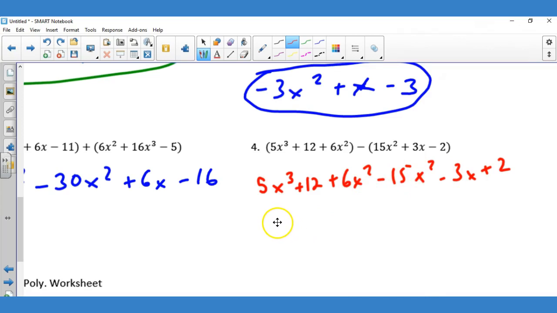So now, starting with this cube right here, that's the only one, so we're going to keep that. And then the x squared term. We have 6x squared minus 15x squared, that's going to be a negative 9x squared. 6 minus 15 is negative 9, guys. Then we have the single x term right here, negative 3x. That's the only one. There's nothing over here to go with it. And then we have the constant 12 plus 2, that's going to be 14. So here we go.